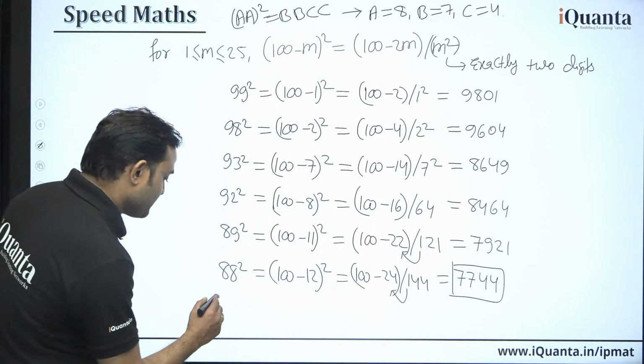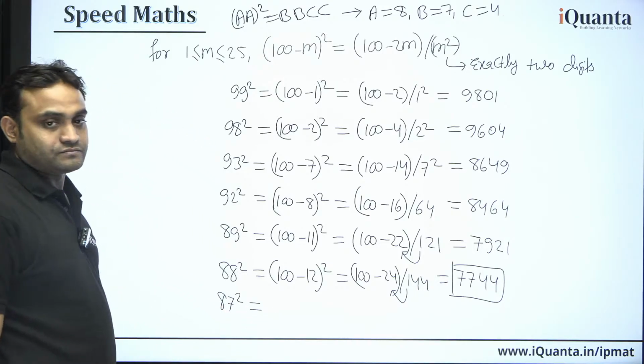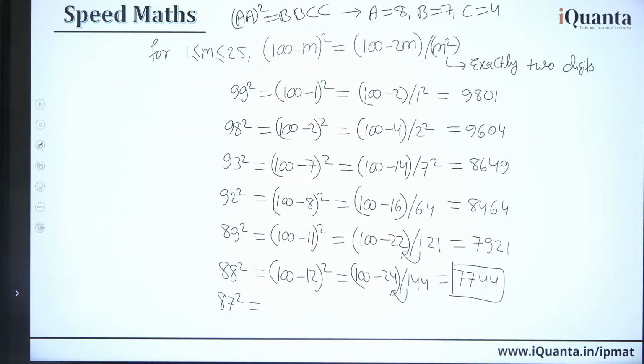Okay. Now, can you guys tell me what will be 87 square? Tell me the value of 87 square. 7569.